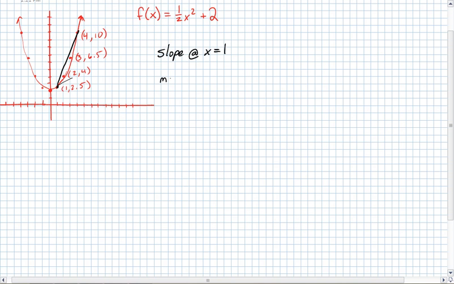Of course, to get slope, we do y2 minus y1 over x2 minus x1, or the change in y divided by the change in x. So that would be 10 minus 2.5, which is 7.5, over the change in x, which is 4 minus 1. So that's 3. So we get a slope of 2.5.